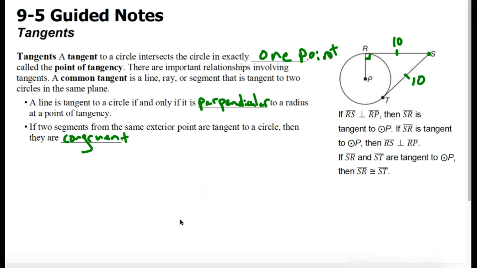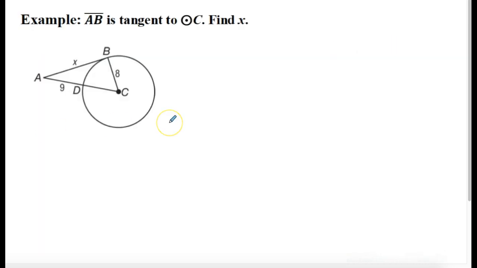Right? So let's take a look at a couple of problems that deal with those properties. In this first example, we're told that AB is tangent to the circle. So that means that that's a right angle. My goal then is to find x. So what we're doing is looking at this right triangle. What we're given here is that the length of BC is 8, the length of AD is 9, and then AB is what we want to find.